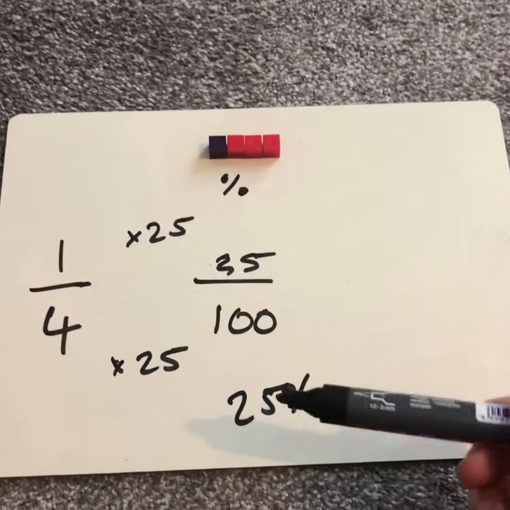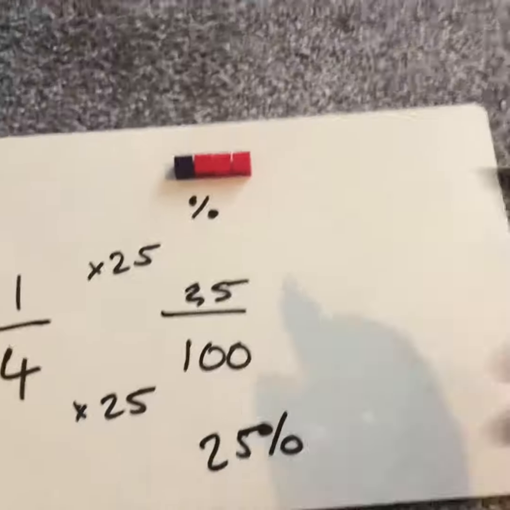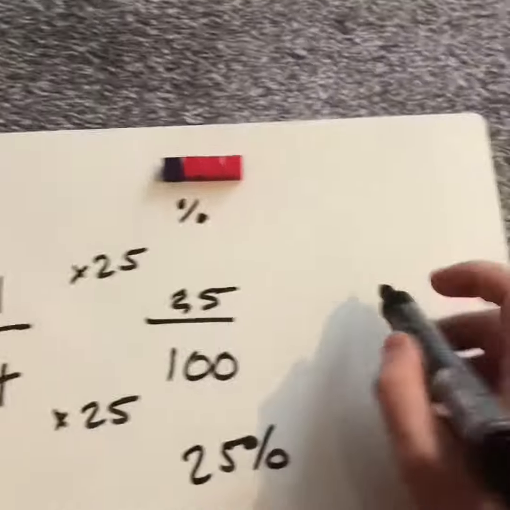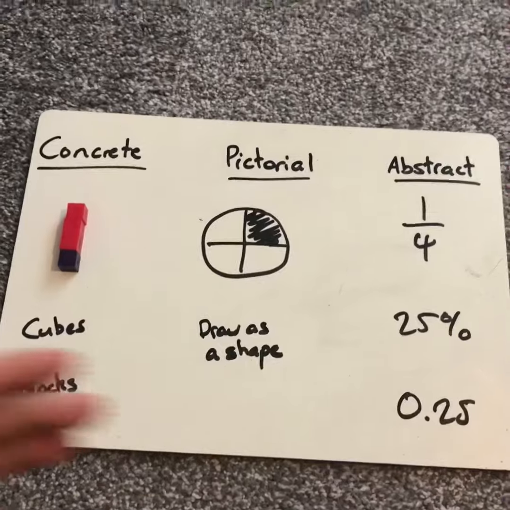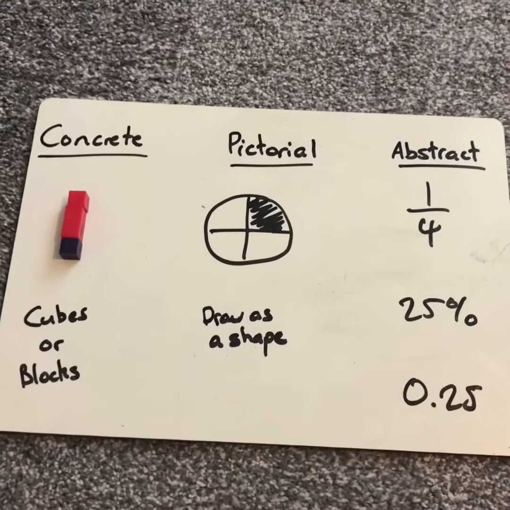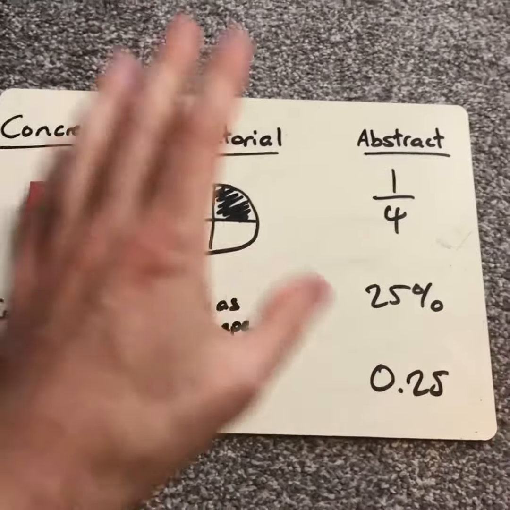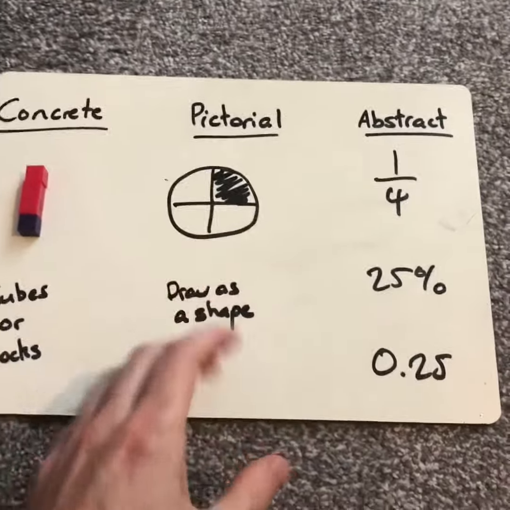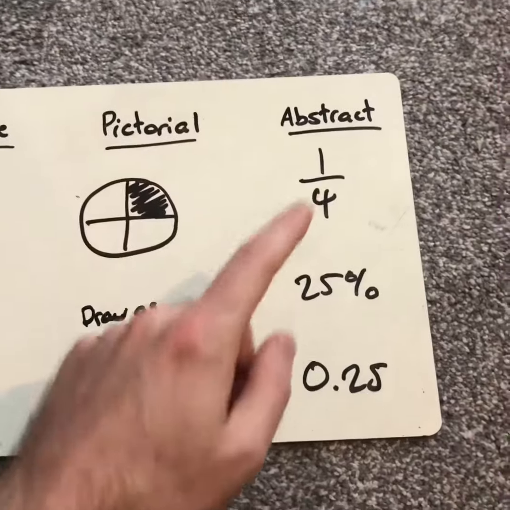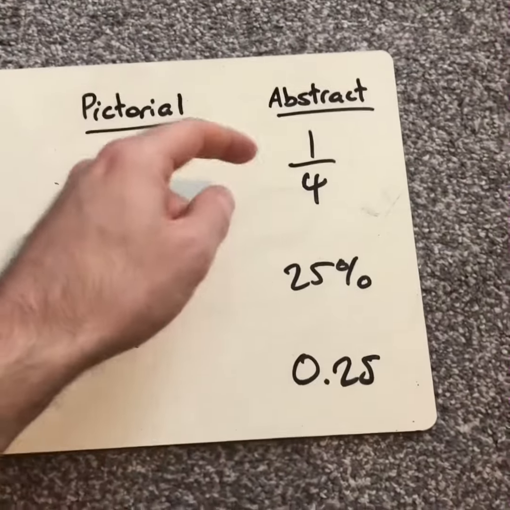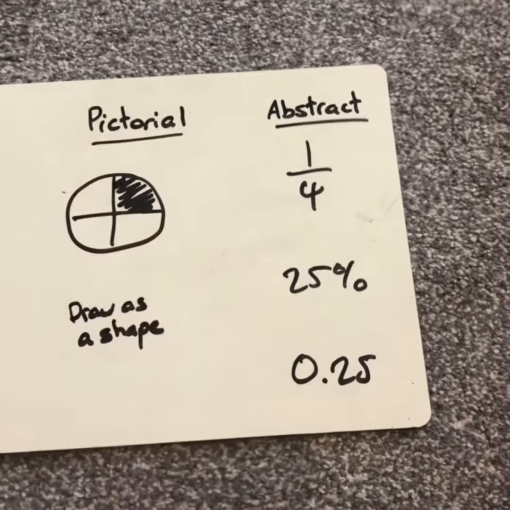And then I could also write it as a decimal. If 1 is my total whole, then that would be 0.25. So when we look at fractions, decimals and percentages in school, we start with concrete materials, we move to pictorial things, so when you can draw it, and then we look at abstract concepts like fractions, percentages and decimals. We try to get people to convert one into the other.